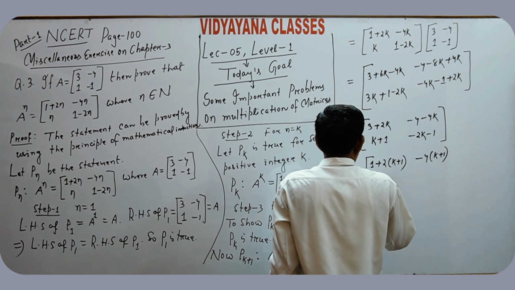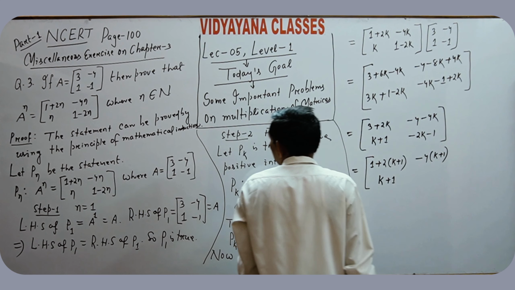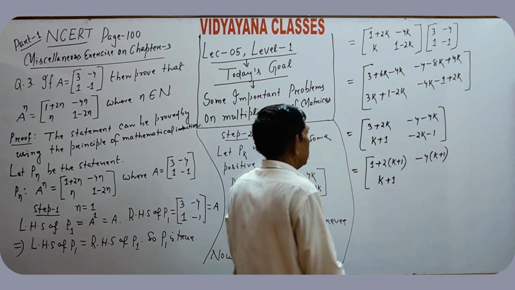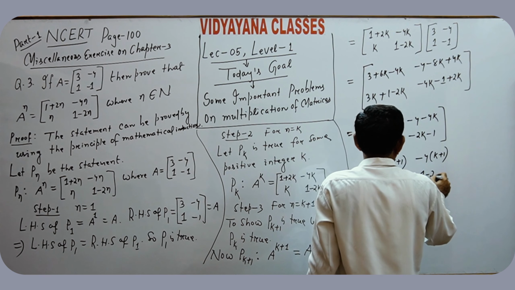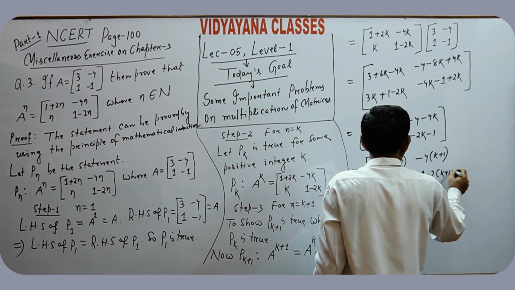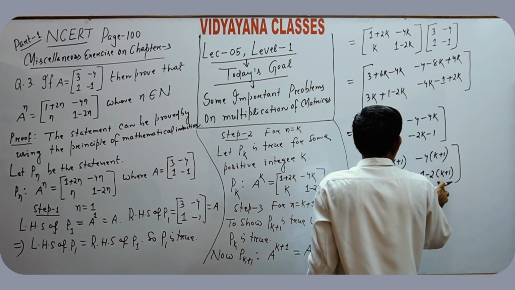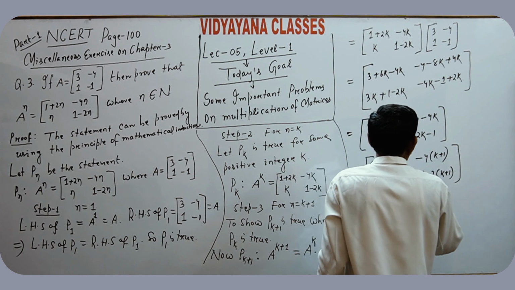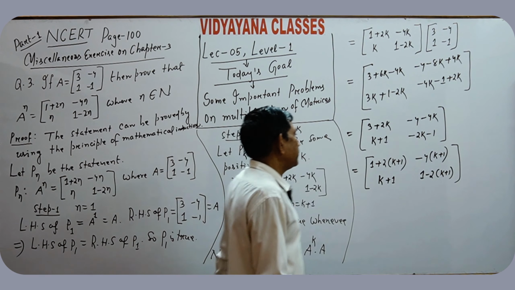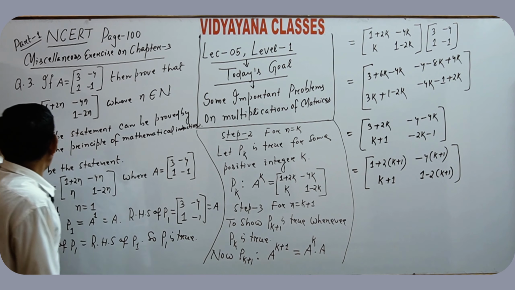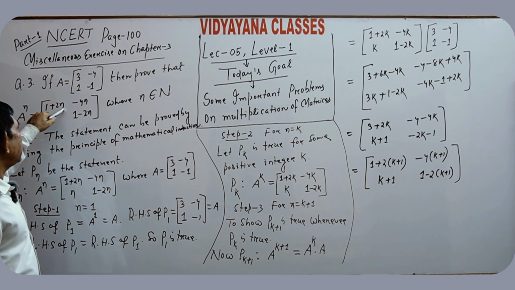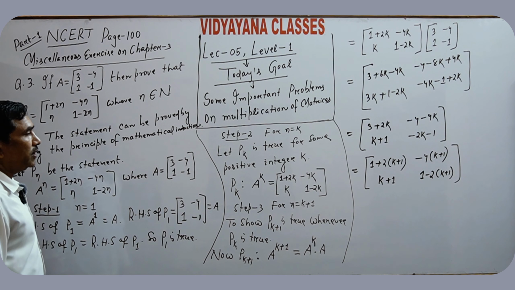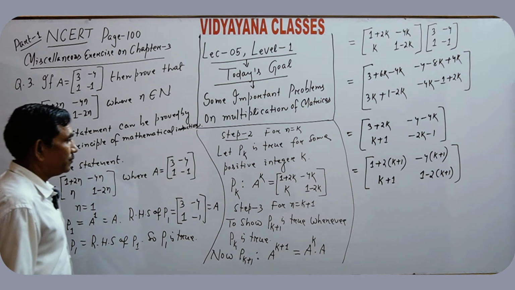K plus 1. And it is 1 minus 2k plus 1. Minus 2k minus 2 plus 1. This is same as this. When n is replaced by k plus 1, the right hand side is also replaced by k plus 1. So P(k plus 1) is true.